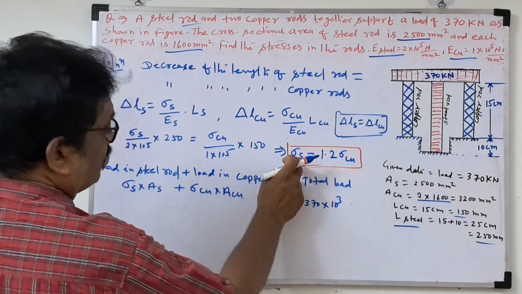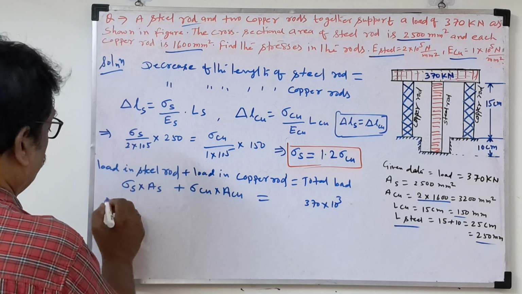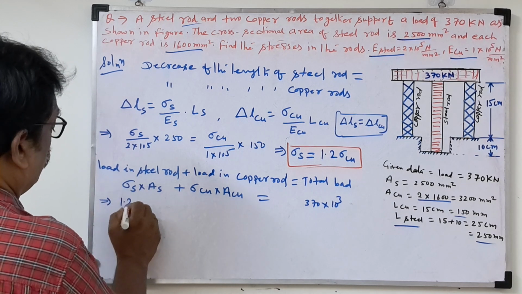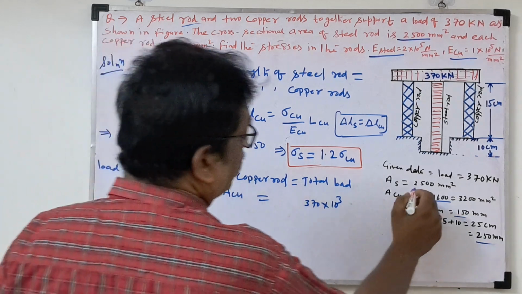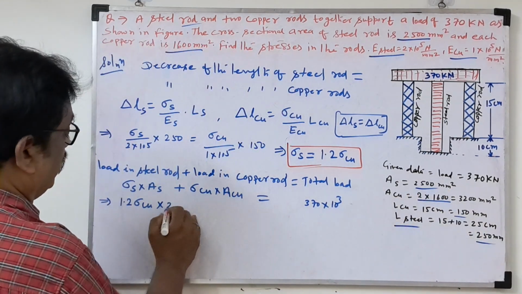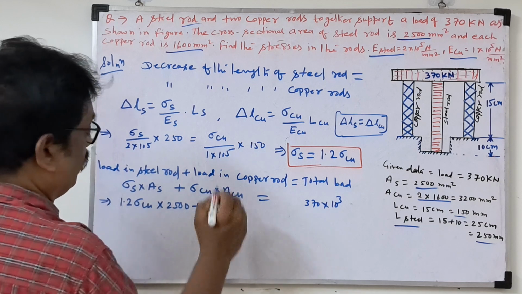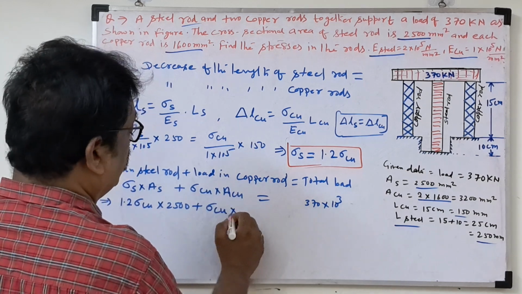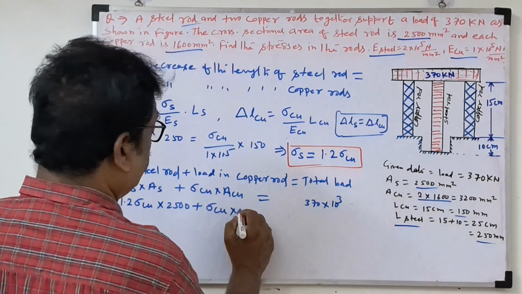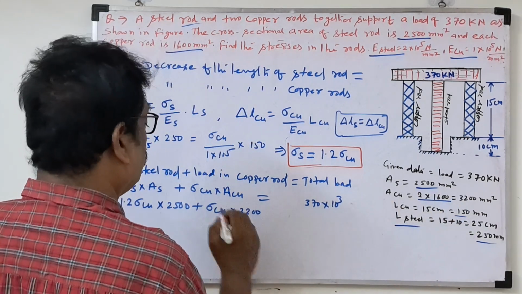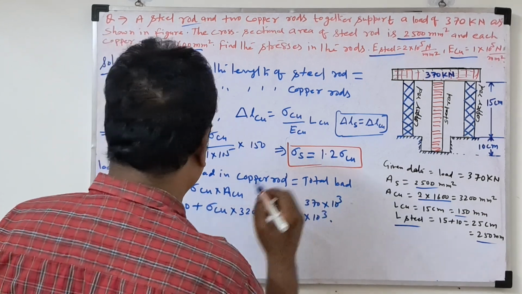So sigma s, that means stress of the steel, how much? 1.2 sigma Cu, and area of the steel they have given here is 2500. Then stress in the copper into area of the copper they have given 2 into 3200, equal to how much? 370 into 10 power 3 we got.